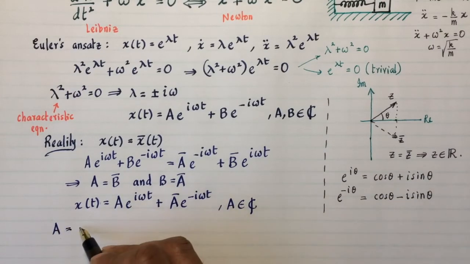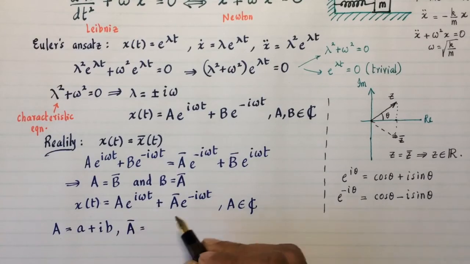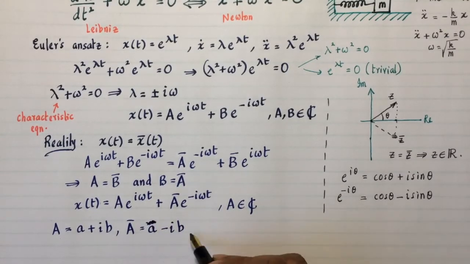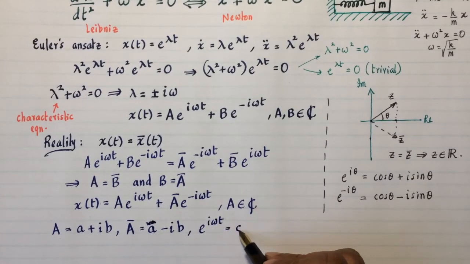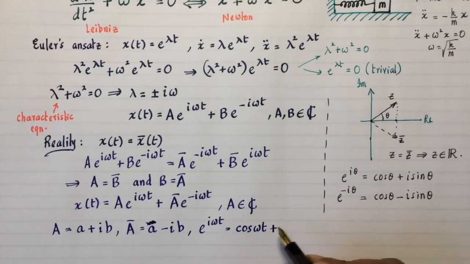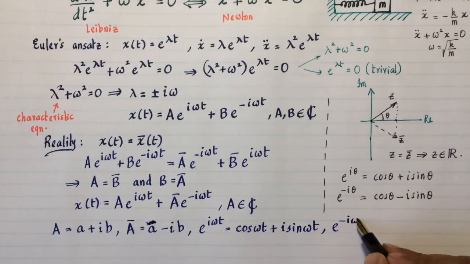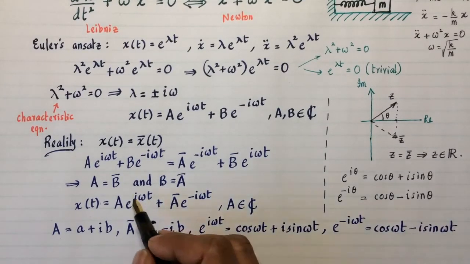Let me write A equals little a plus iB. That's just a complex number. And A bar would then be a minus iB. There's no bar there. It's just a minus iB. e to the i omega t is cosine omega t plus i sine omega t. And e to the minus i omega t would be cosine omega t minus i sine omega t. And let's just stuff everything into there.